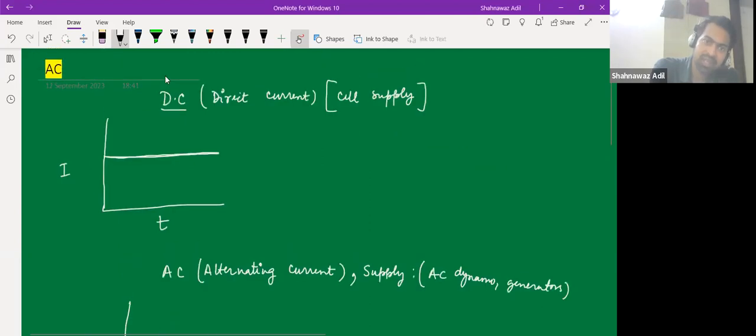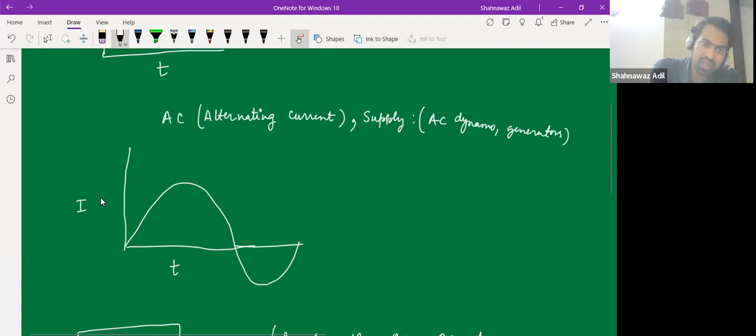We just discussed what direct current is. Up to the fifth chapter, whatever we were learning through the cell, we understood cell EMF. That was the example of direct current. And what is a direct current? In direct current, the current remains the same over time. So it doesn't fluctuate, right?